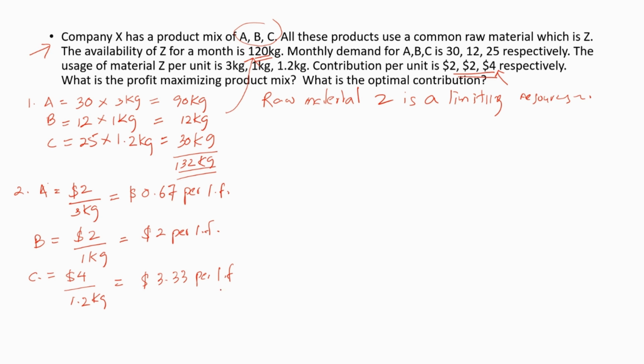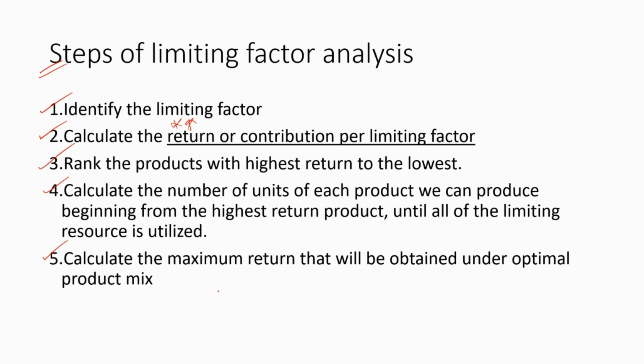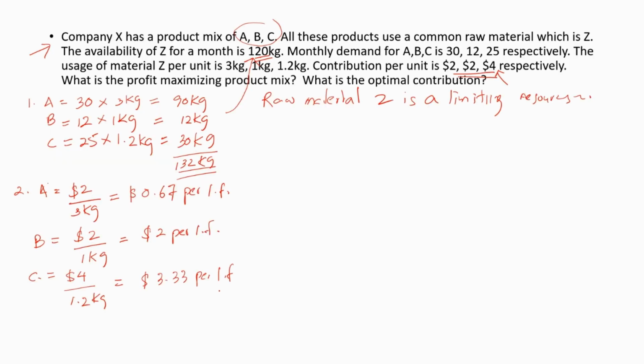It is easy to remember. Always remember, when it comes to limiting factor, use the contribution per limiting factor. So the second step is done. Let's go back. The third step, rank the products with highest return to the lowest. So the highest return product is product C because this is the highest contribution per limiting factor. So this is number 1. We give the number 1 priority to product C.